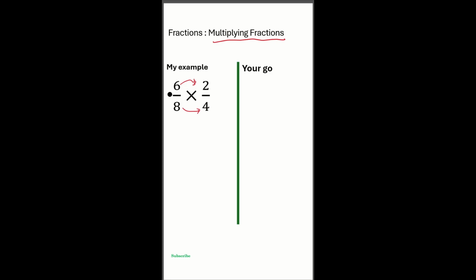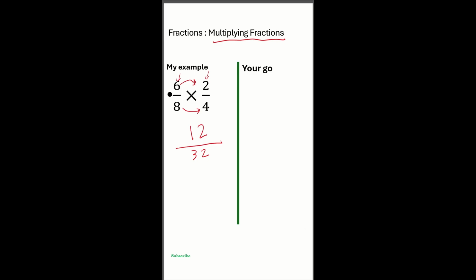What we will do is we will multiply the numerator, this one, by the other numerator. 6 times 2 is 12. And we multiply the denominator, 8, by the other denominator, which is 4. 8 times 4 is 32. 12/32, that's our answer. We are done if the question doesn't ask you to simplify it.